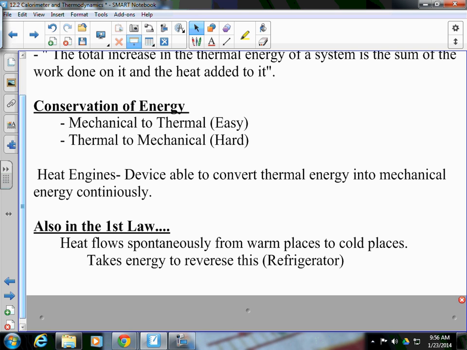A couple other points in our first law. Heat flows spontaneously from warm places to cold places. It takes energy to reverse this, so a refrigerator, where it's taking out warm and putting in cold. So it's moving the flow of cold air. So that's kind of the first law of thermodynamics, is the sum of work and heat is your total thermal energy added to a system.